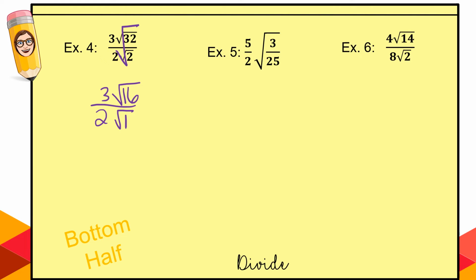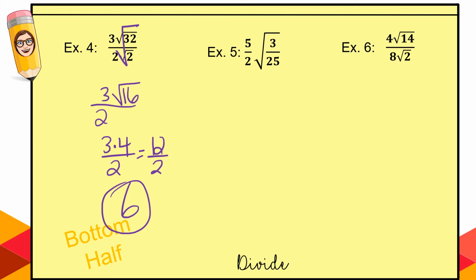Now some of you might do this. You can, but square root of 1's 1, so that's unnecessary. Square root of 16 is 4. And that looks weird. When numbers are next to each other, we multiply. That's a 12, which gets me to a nice clean 6.